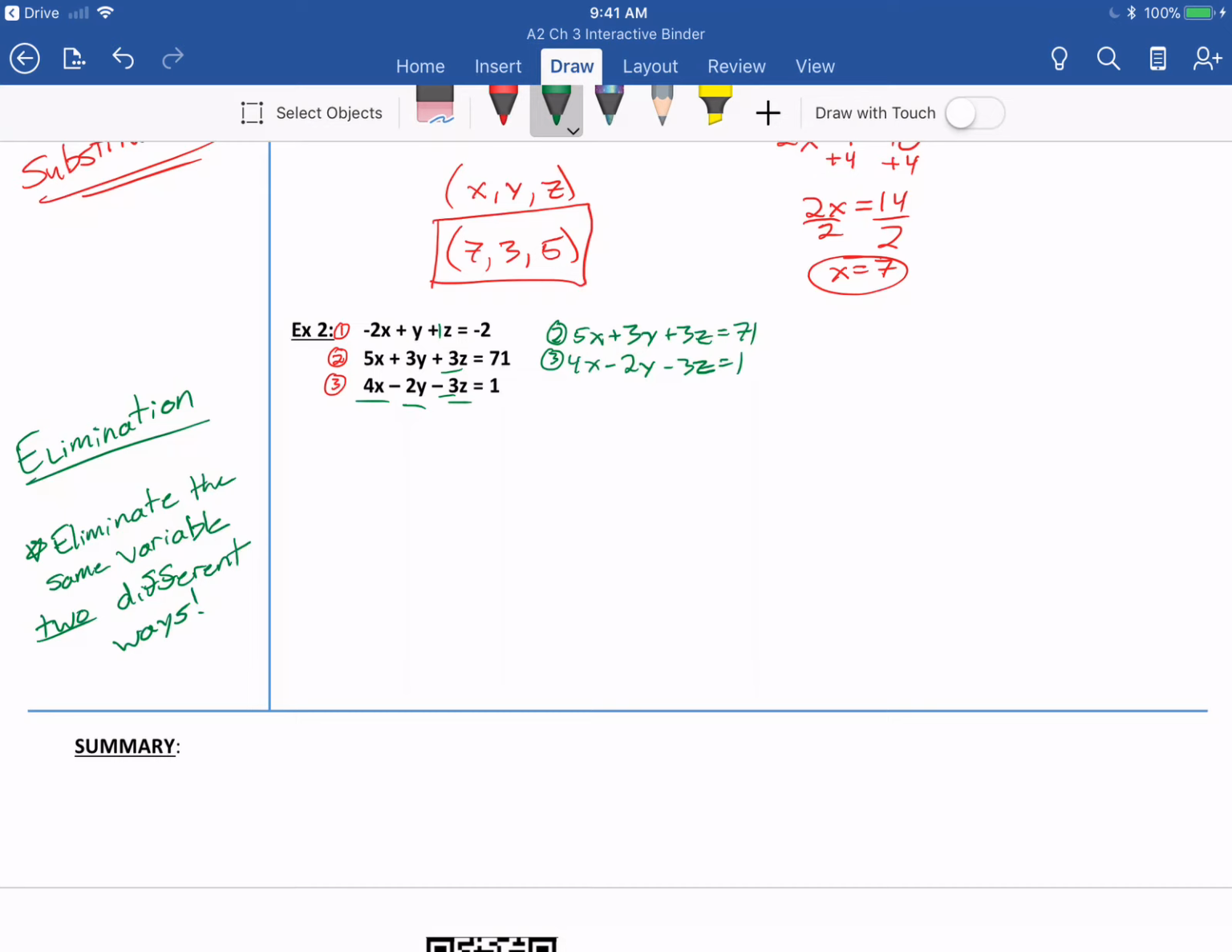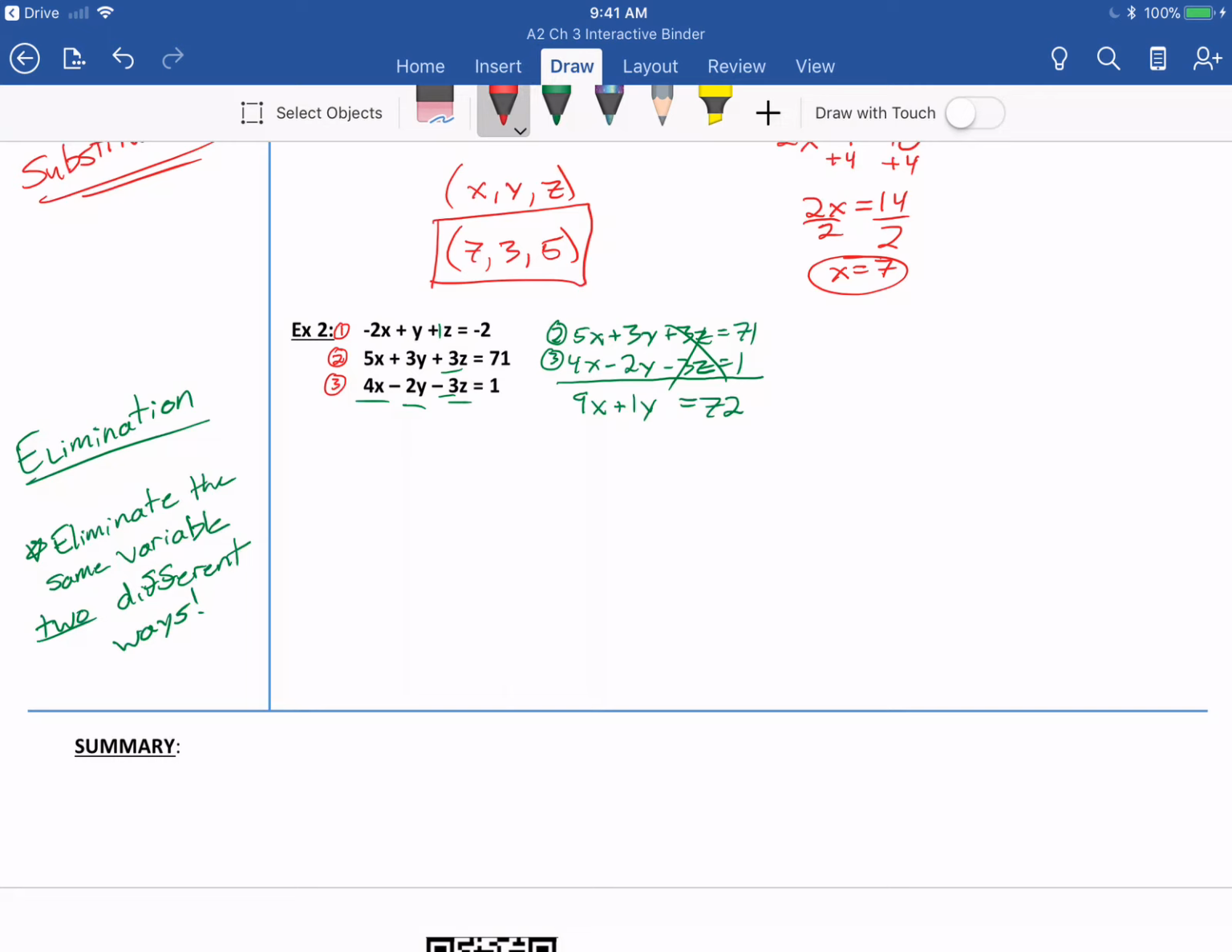This is nice because I didn't have to multiply any equations by anything. I just added them straight down and I notice that my z's cancel out. So now I have 9x, and negative 3y and positive 3y and negative 2y are going to be positive 1y, is equal to 72, since my z's cancel out. All right, so that's my first equation. I'm going to need that.